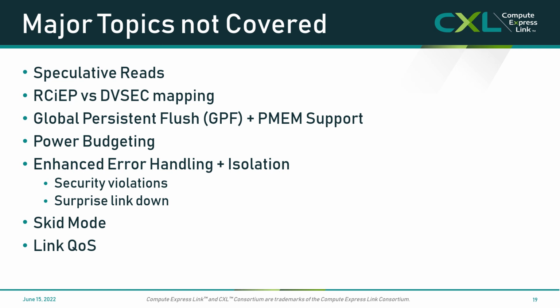Express. We also didn't really talk about persistent memory support. I mentioned a GPF sort of offhandedly, but these are also big features in CXL 2.0, as well as power budgeting for onboard persistent memories. There's also enhanced error handling and isolation, such as security violations and surprise link down that we didn't talk about. I sort of mentioned skid mode very quickly.